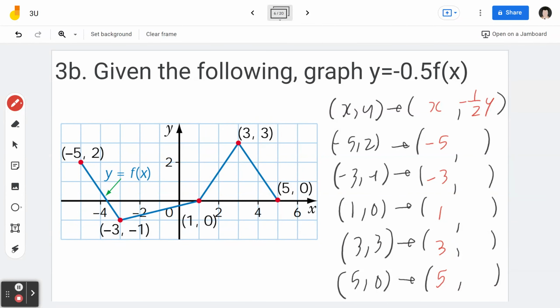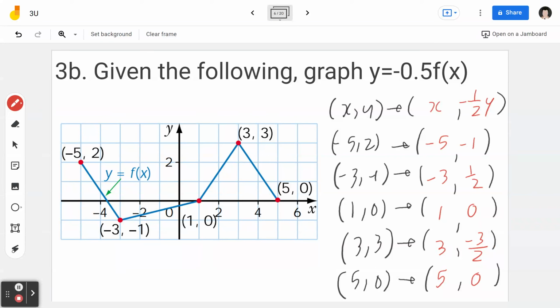When I look at the y values, again, I'm taking all those numbers. I'm going to multiply by negative half, or you can say divide by negative 2. 2 times negative half, that's negative 1. Negative 1 times negative half is half. 0 times negative half is 0. 3 times negative half is negative 3 over 2. 0 times negative half is going to be 0.